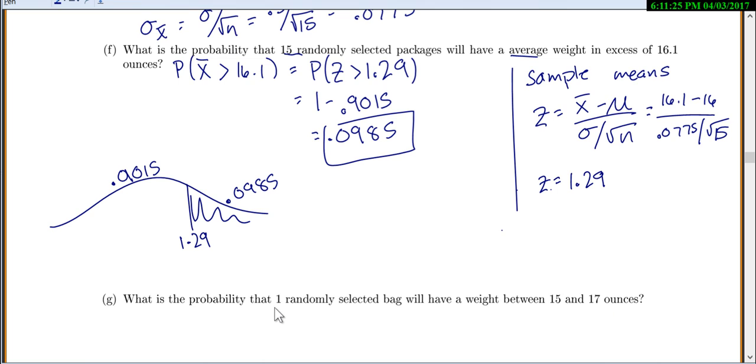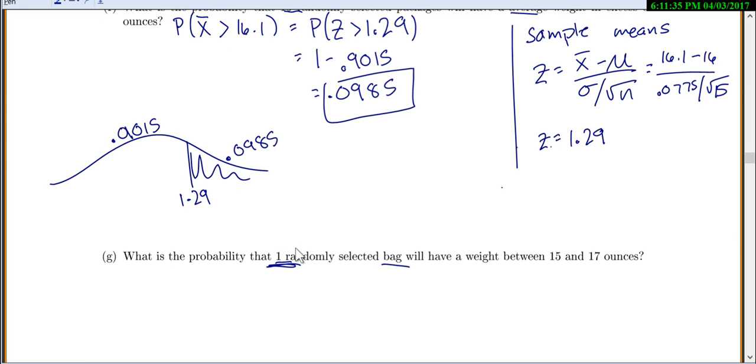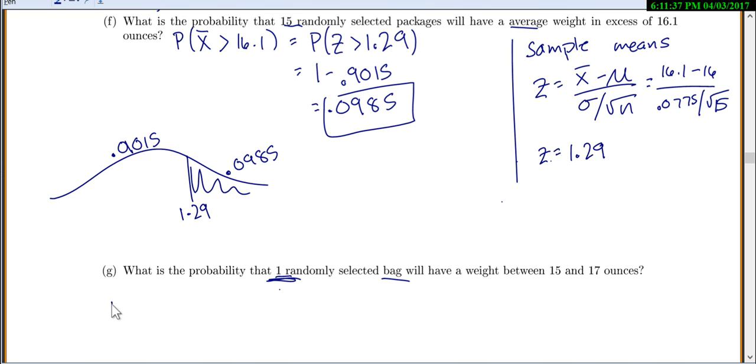Notice this is talking about one bag, just only one bag. And it doesn't say sample mean or anything because we only have one bag, and with one bag you don't really worry about taking the average. So we're just looking for the probability that X is between 15 and 17 ounces. But notice it's not doing sample means anymore, it's just talking about an individual value.